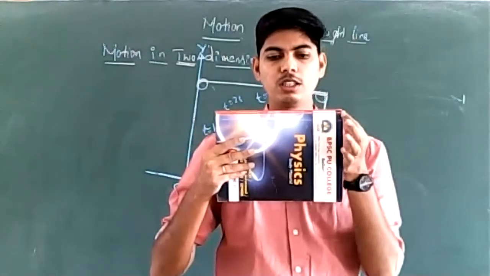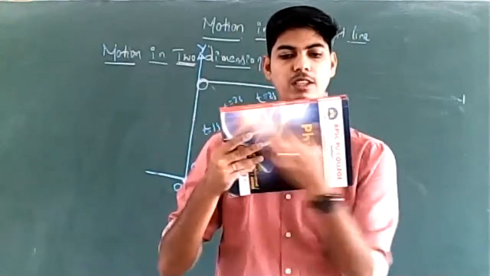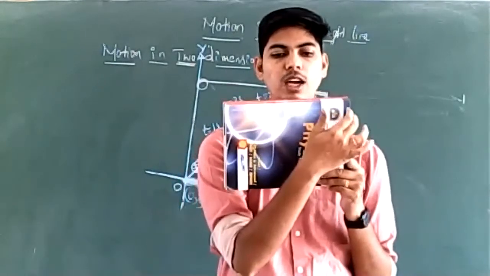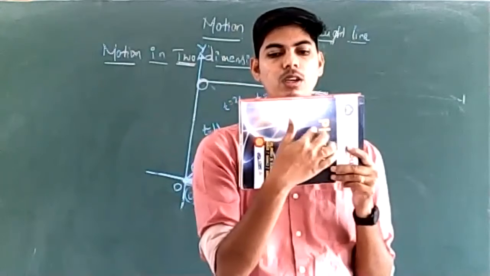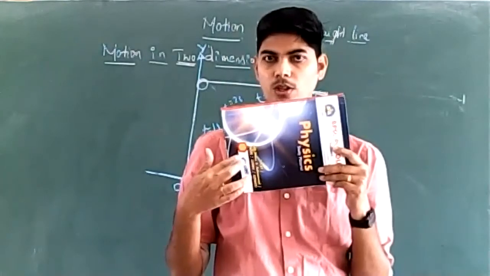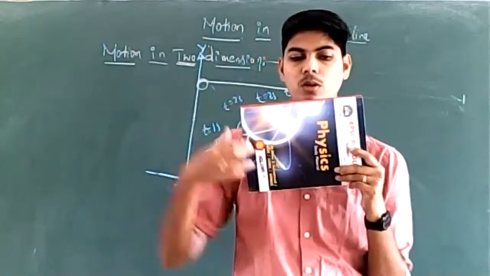You fix the origin at this point. Take this as the x axis, take this as the y axis. Okay, the ant starts walking from here. Tell me, how many coordinates of the position of the ant are changing? Two. So the ant has now two-dimensional motion.